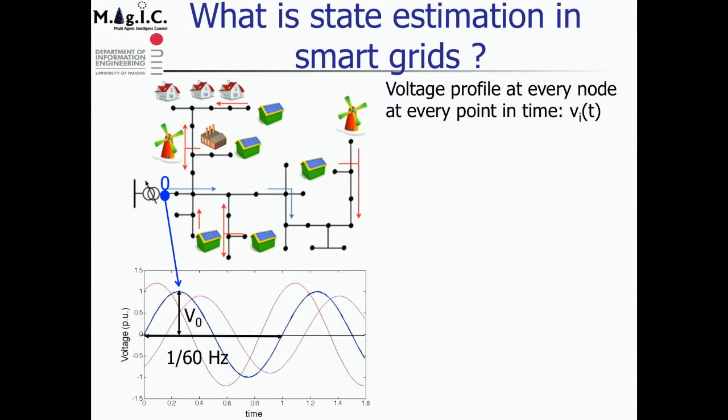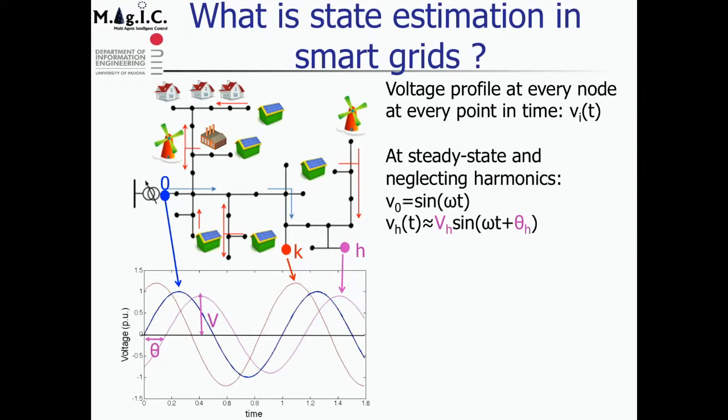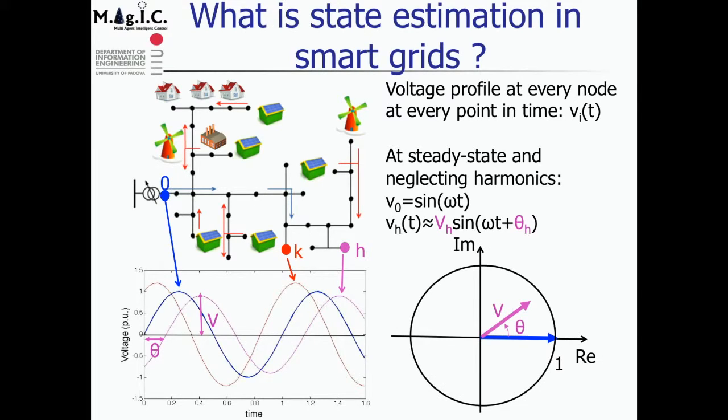Under ideal conditions, each voltage at steady state is represented by a sinusoid. And therefore, we want to represent that with a phasor. That means it's a vector, a complex number with a certain magnitude and phase. There are two ways to represent them, either via polar coordinates, magnitude and phase, or Cartesian coordinates, like real and imaginary part.